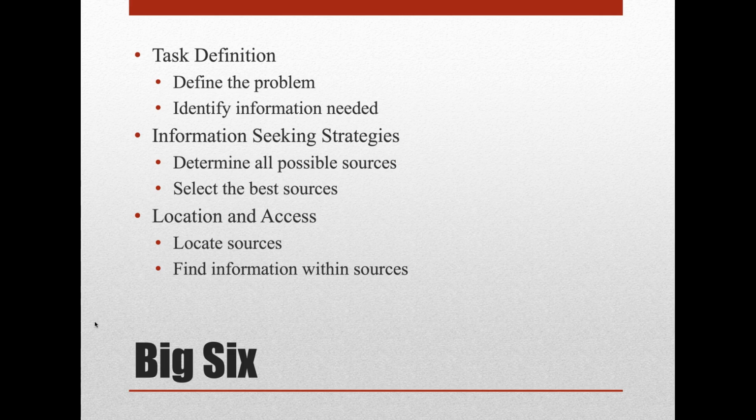Then location and access. Once they determine their sources and select the sources, they have to find out where they are within the library. You may have to order them. So understanding that you can get sources from other places is part of it. So locating, but it could be something as simple as walking over to the computer terminal and going into a database and locating an article. So printing out that article, then finding the information within the sources.